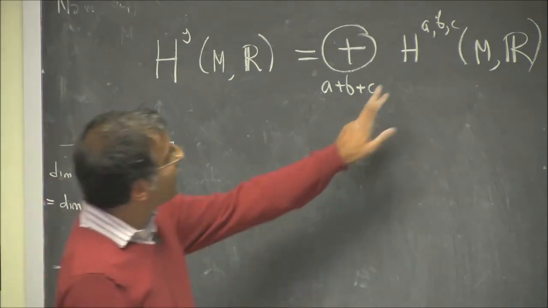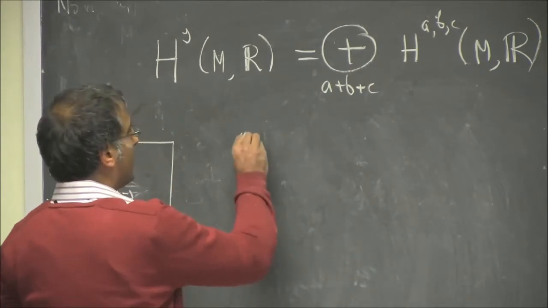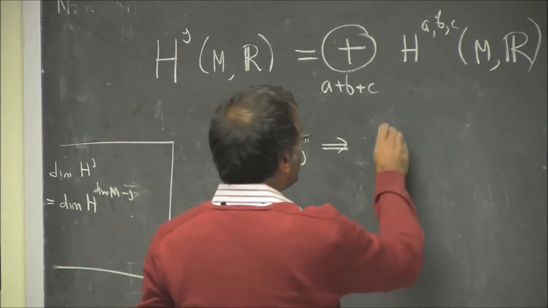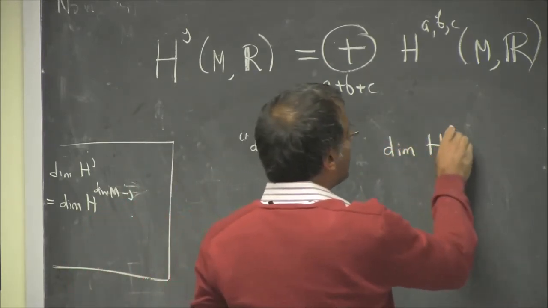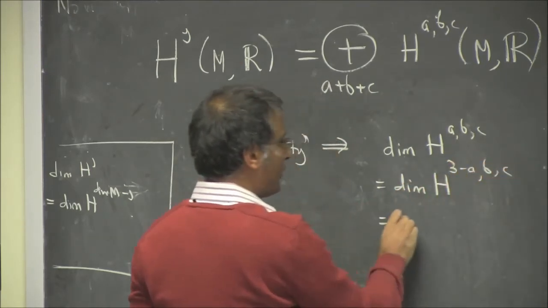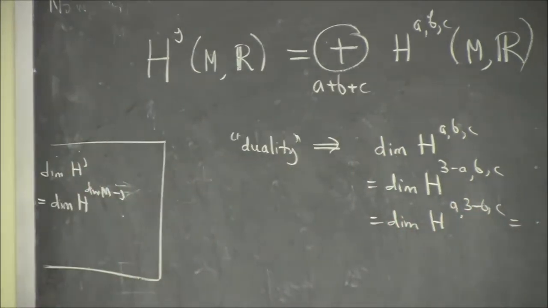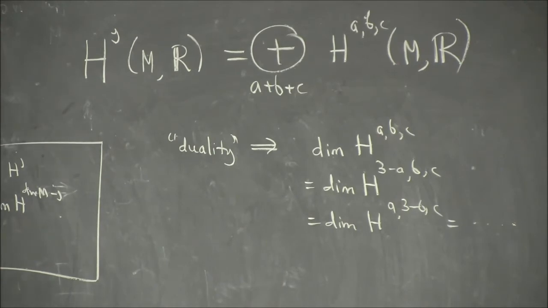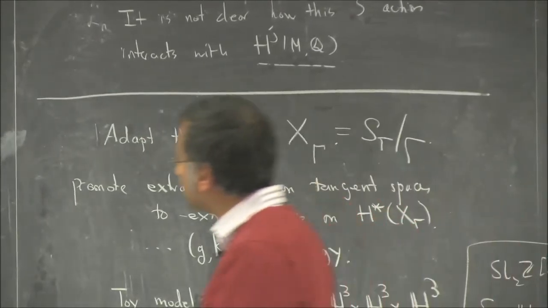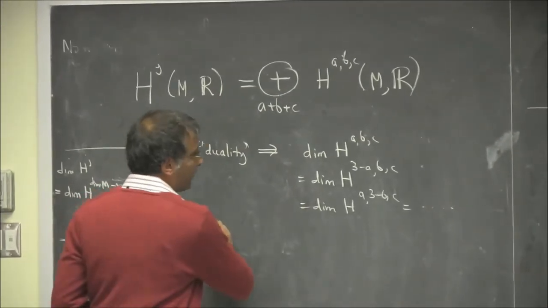In this case, you can do exactly the same thing, but factor by factor. So there's a duality which now works on each factor separately, and it tells you that for the dimension of this h^{a,b,c}, you can flip any of the three coordinates: 3 minus a, b, c, or flip the second coordinate or the third coordinate. I won't write that. So there's some kind of factor-by-factor Poincare duality, and this puts very strong constraints on the Betti numbers.